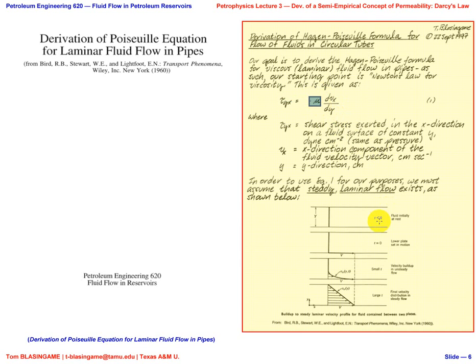So tau is shear stress and dV dy is shear rate. And what's the proportionality between shear rate and shear stress? What's its name? Viscosity. Okay, so this is Newton's law for viscosity. Man, Newton was a busy guy. He did a lot of stuff.